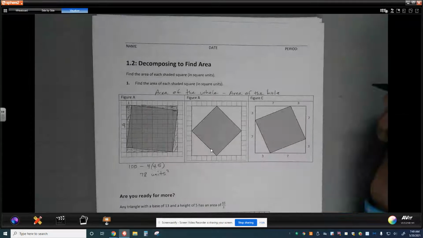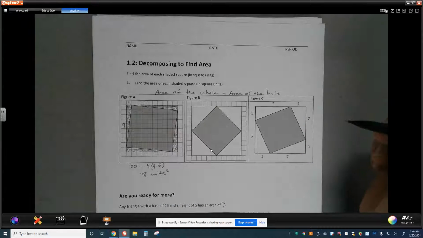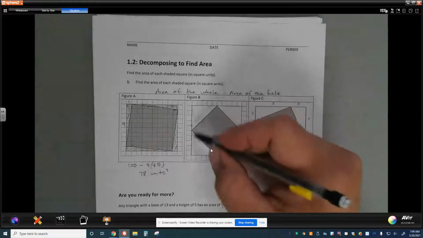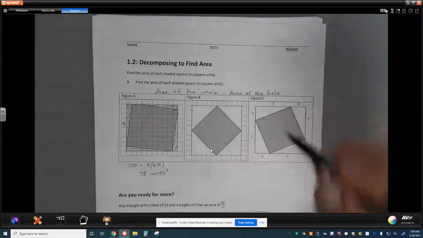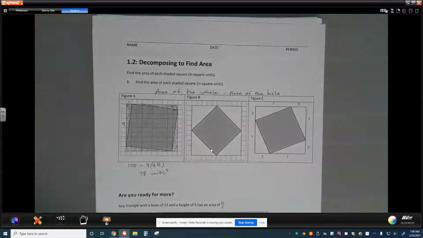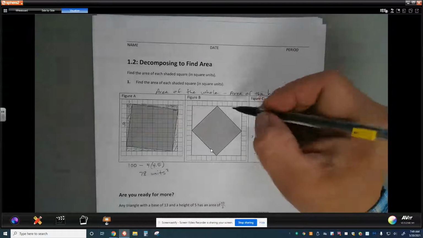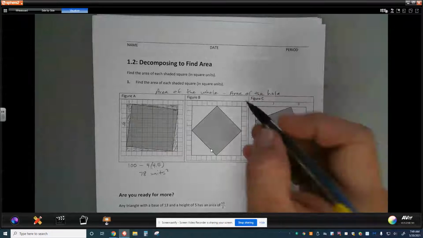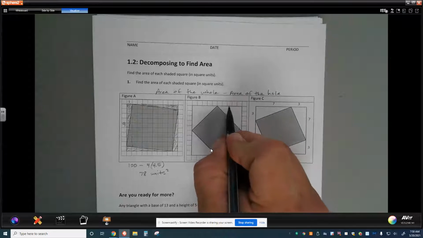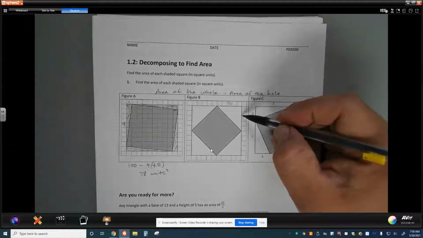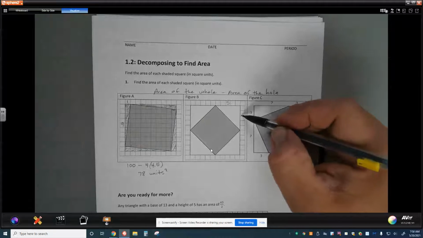Okay, looking at figure B, I can think about the exact same thing, and I can work with these pieces right here and think about the area of the whole thing minus the area of the hole in the middle. But I would work this out by recognizing these triangles on the side. This triangle on the side has one side length that is 1, 2, 3, 4, 5 units. And this one over here is 1, 2, 3, 4, 5 units.